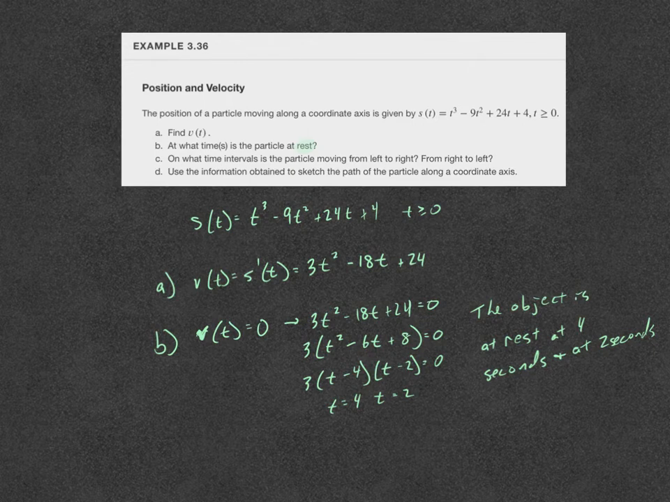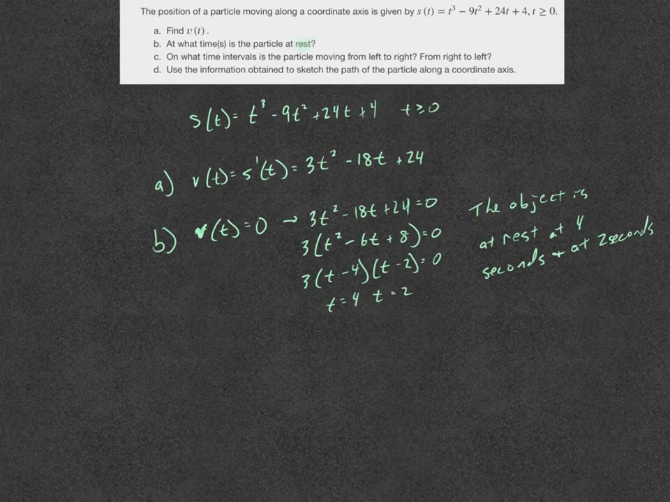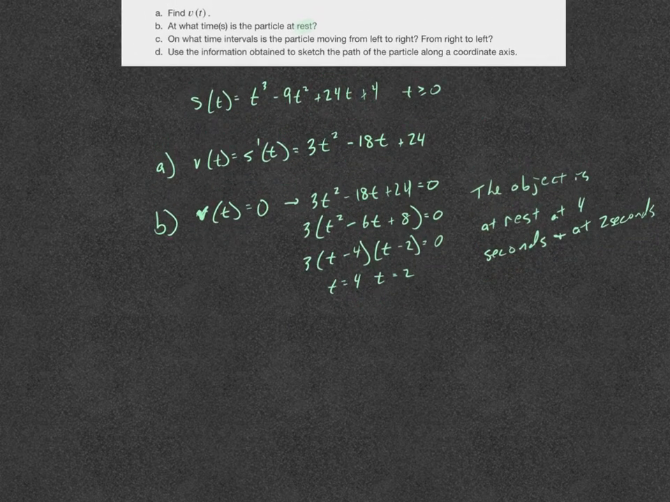Part C: on what time intervals is the particle moving from left to right, and then when is it moving from right to left? Now, to answer this question, we're going to do something cool, and this is something we'll do later on in this chapter, or maybe into chapter 4 when we get into graphing functions using calculus. So we're going to make a number line for the velocity function, and I'll explain why this will be helpful to us. I'm just drawing my number line first here.